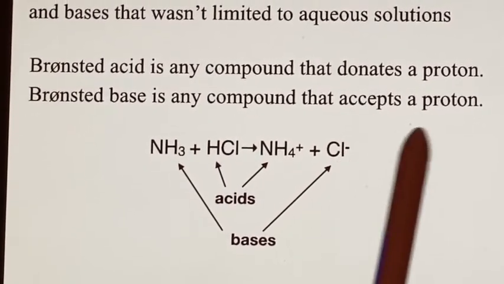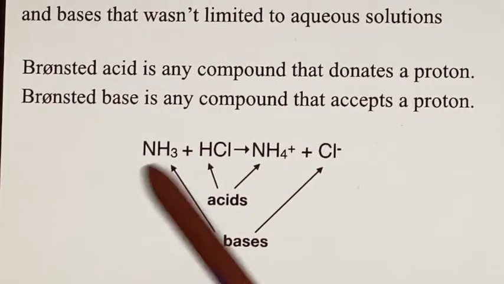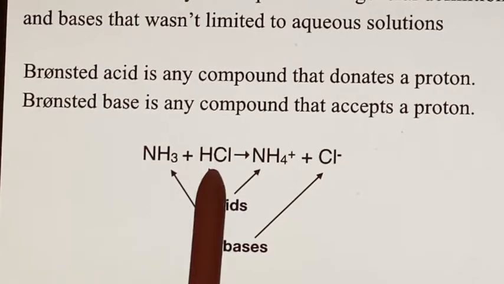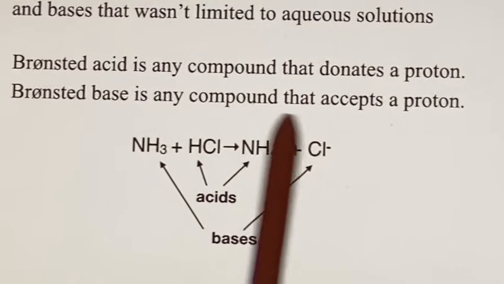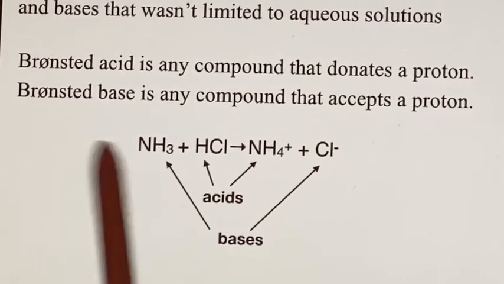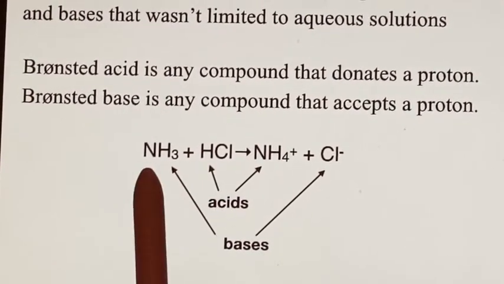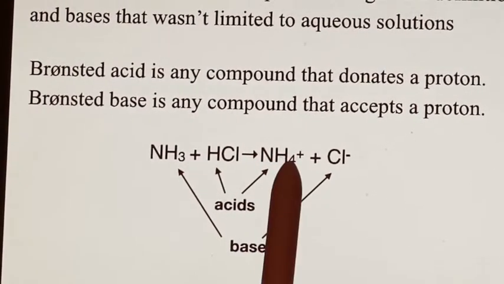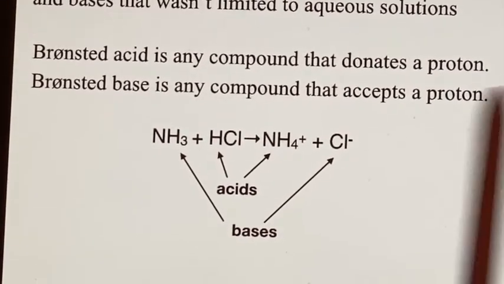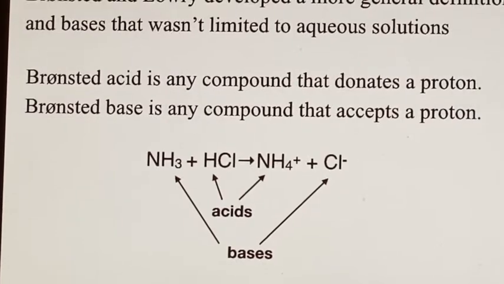This is very much a definition that applies to things that can be in equilibria. On the left, I can see an acid and a base. On the right, I can see an acid and a base. On the left, I will simply call it an acid and a base. On the right, I will say conjugate acid and conjugate base. So the word conjugate is reserved for those on the right-hand side.